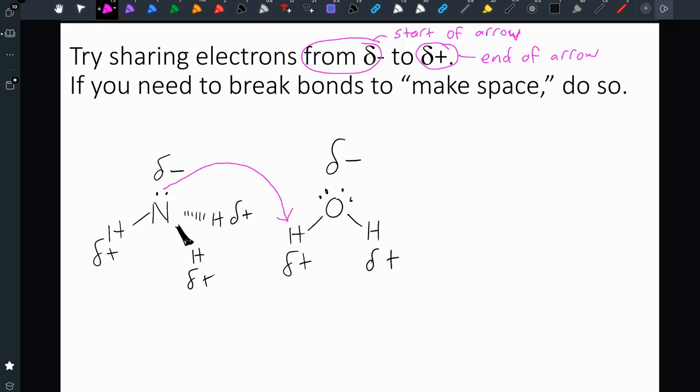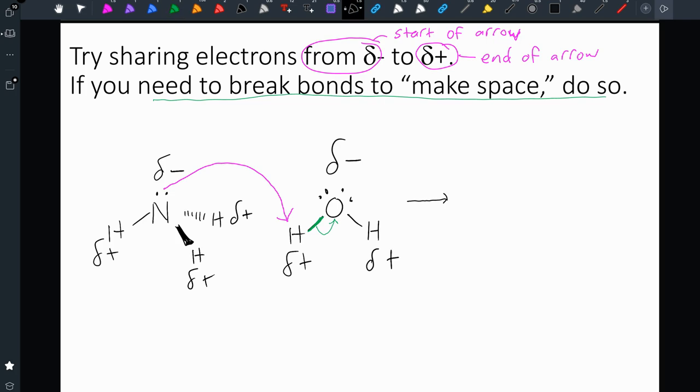Now, the second part tells me I may need to break a bond to make space. Hydrogen, I know, can only make one bond, so I can't just make a new bond to hydrogen. If I'm going to make a new bond to hydrogen, I need to break a bond to make space. In other words, these two electrons on hydrogen that are shared between hydrogen and oxygen, I'll highlight them in green, are going to have to go away from hydrogen. So I'm going to break that bond and leave it to the oxygen.